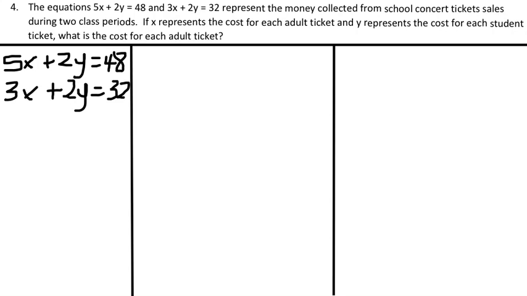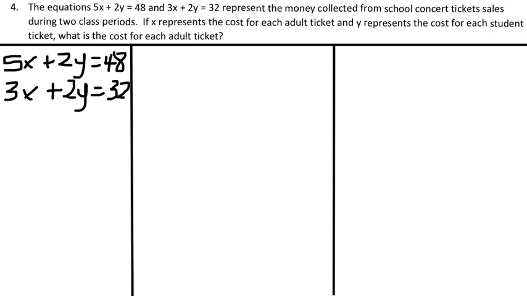The two equations here are 5x plus 2y equals 48 and 3x plus 2y equals 32. X represents the cost of the adult tickets, and that's what we're actually interested in, so we don't have to go and solve all the way. We can just solve for x. In order to do that, we can solve by elimination since they're already lined up.